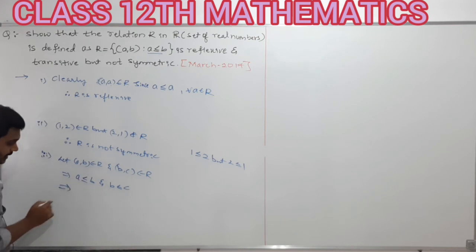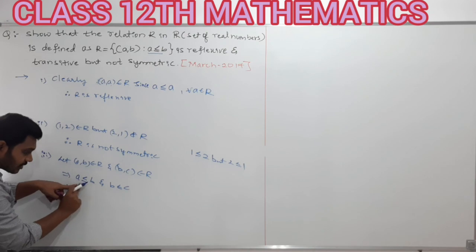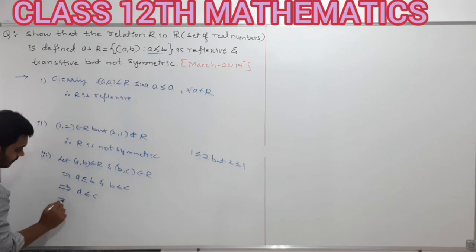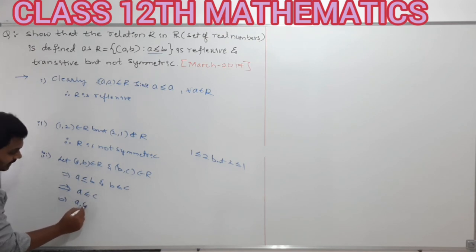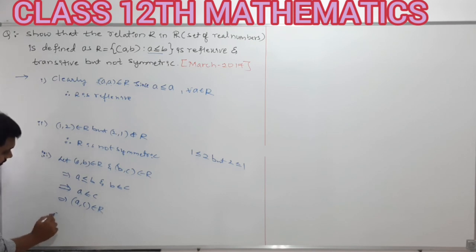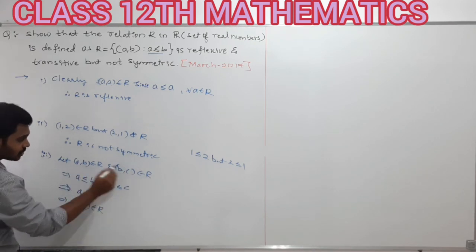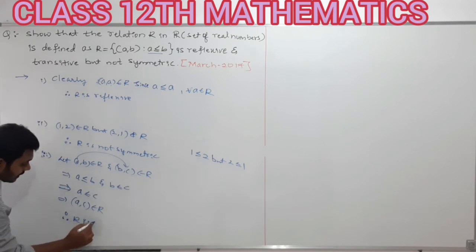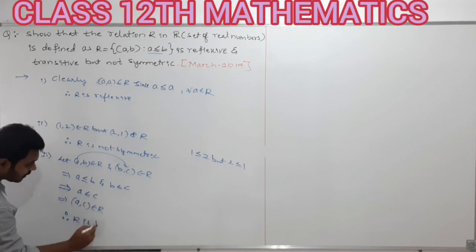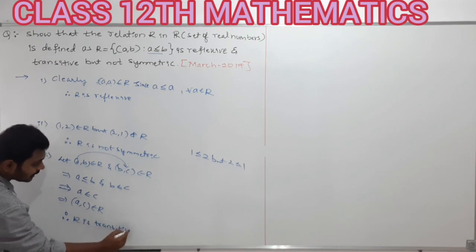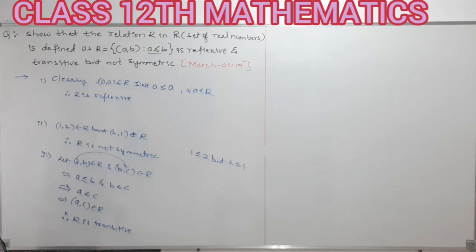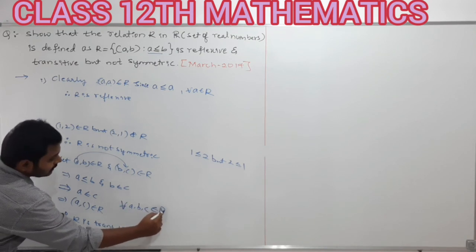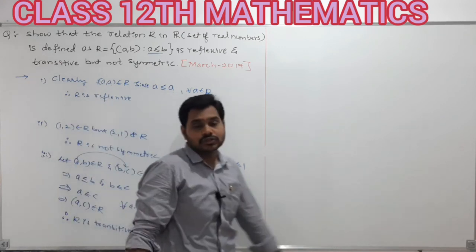If A is less than or equal to B and B is less than or equal to C, it means A is less than or equal to C. This implies that (A, C) belongs to R. So (A, B) and (B, C) belong to R, and (A, C) also belongs to R. Therefore R is transitive, my dear students. Like this you should solve all such questions, for all A, B, C belonging to the set of real numbers.